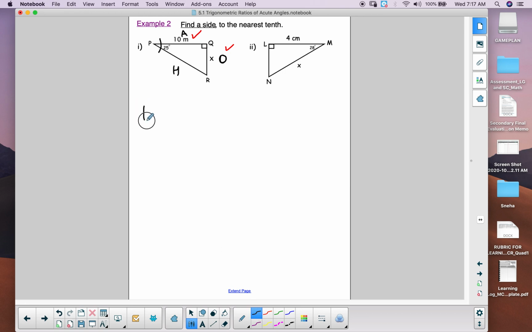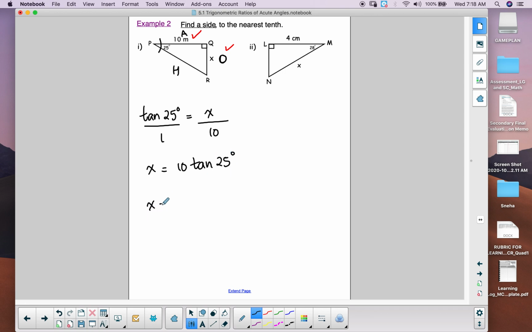So we're going to use tan of 25 because we're given a problem where we have to find the length of the opposite side and we're given the length of the adjacent side. So the trig ratio that has opposite over adjacent is tan. So tan of 25 is opposite side, which is X, divided by adjacent side, which is 10. So if we solve for X, X is equal to 10 times tan of 25 degrees.